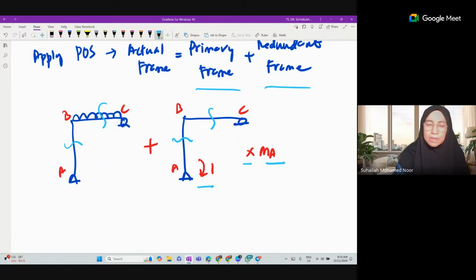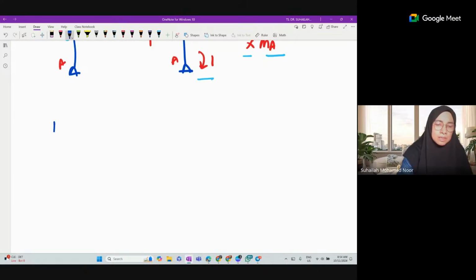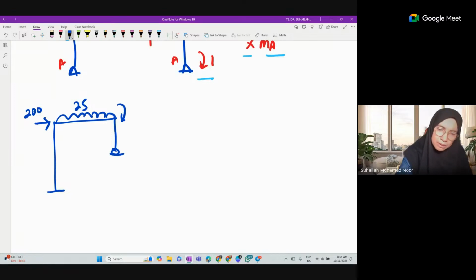Okay, this is the frame. If we have a frame like this, for example, again this is fixed, this is roller. Now we have a UDL, and a point load here, for example. This is 200, this is 25. We have a moment of 300 kilonewton meter, for example. So this is the actual frame A, B, C, and D.